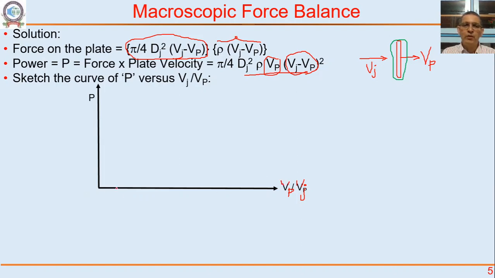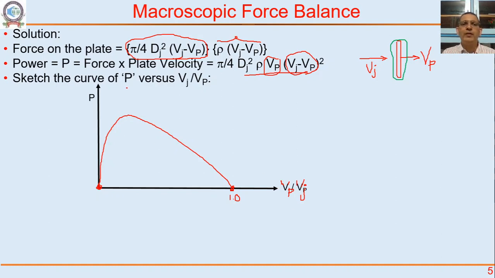So if Vp is 0, power is 0. If Vp is equal to Vj, that means Vp by Vj is equal to 1. Then also power is 0. There is no net relative momentum that the water is carrying with respect to the plate. Right? In between, it will do something like this.